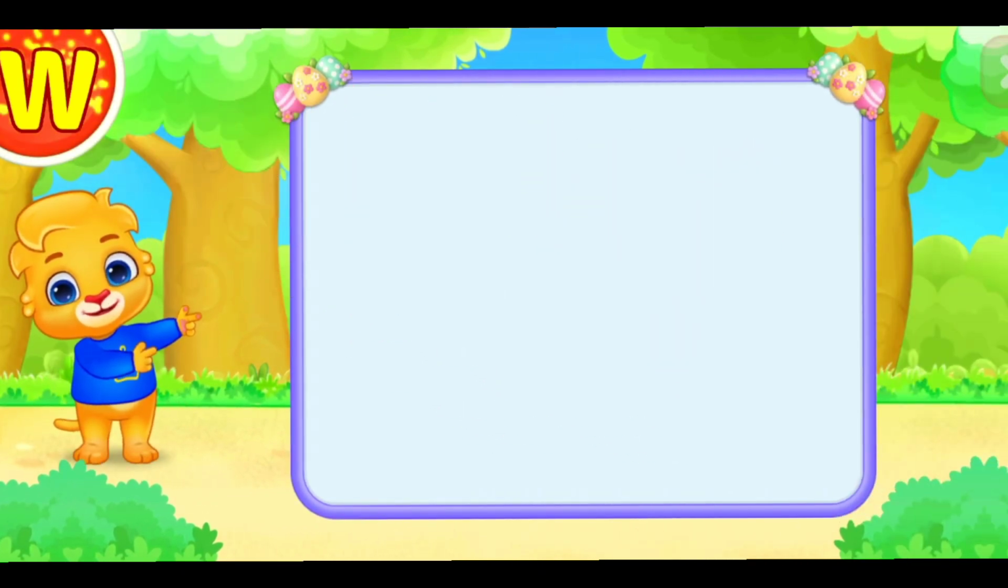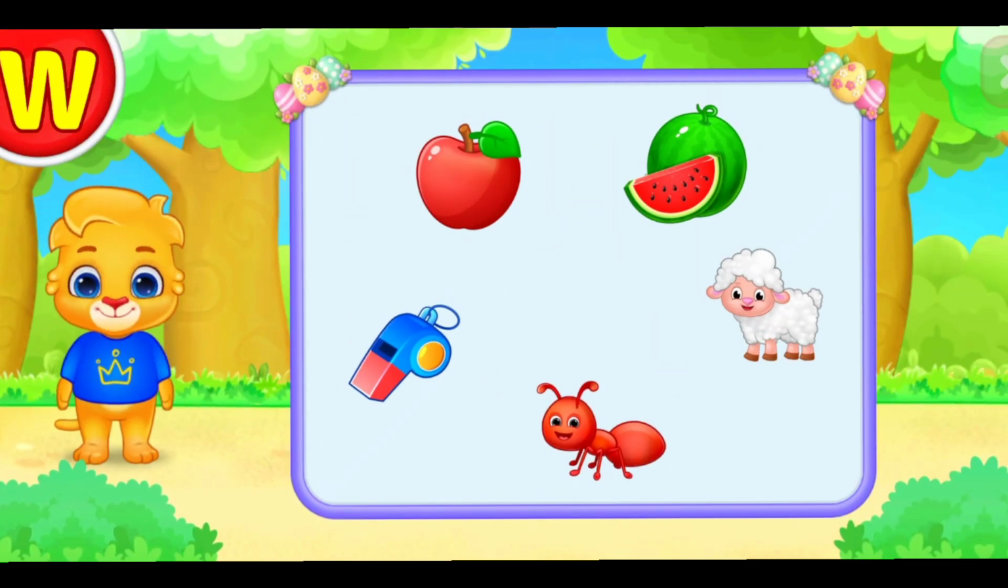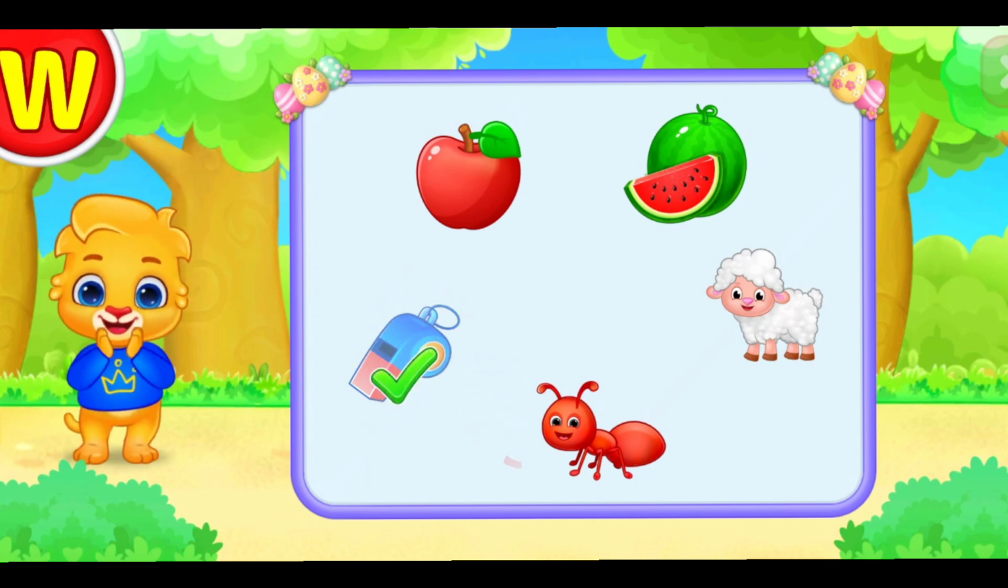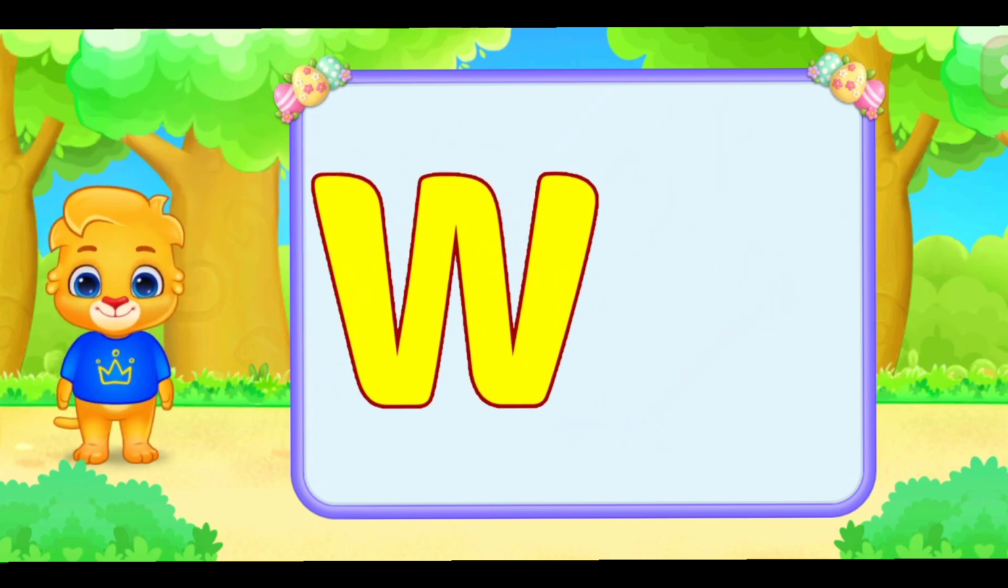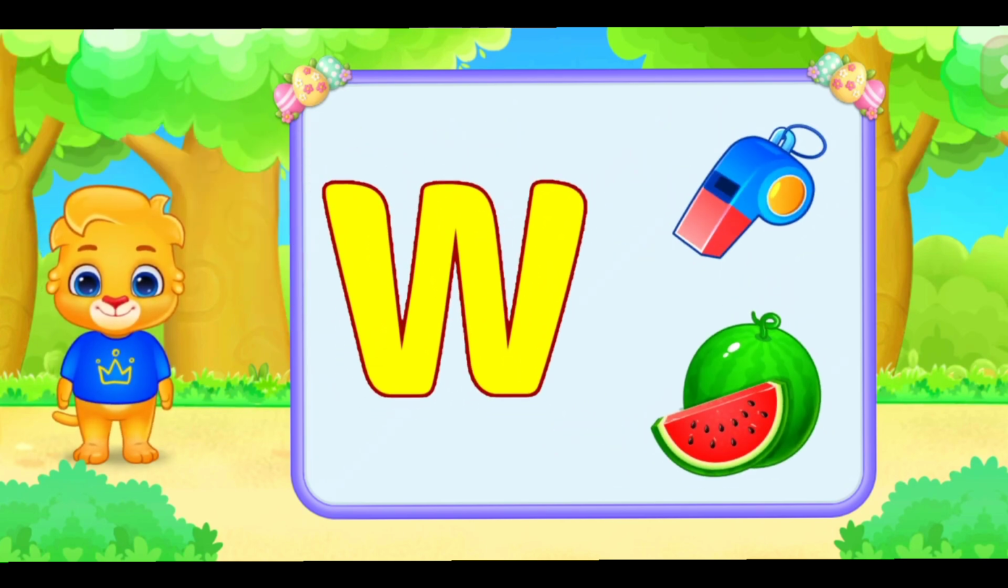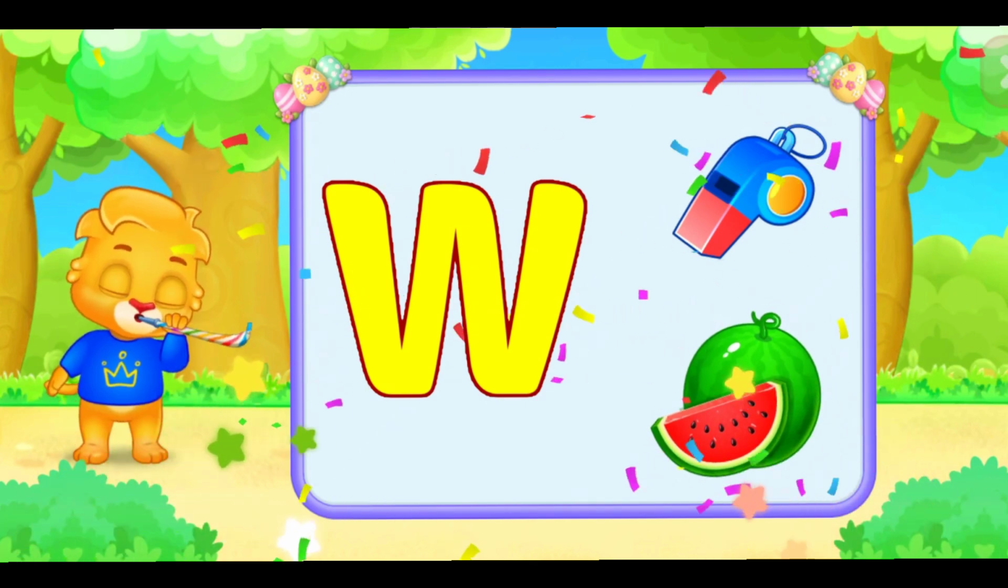Tap the picture that starts with letter W. W is for whistle. W is for watermelon. Well done.